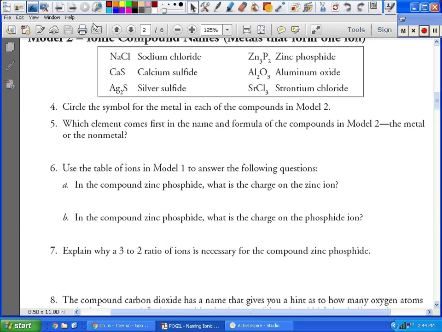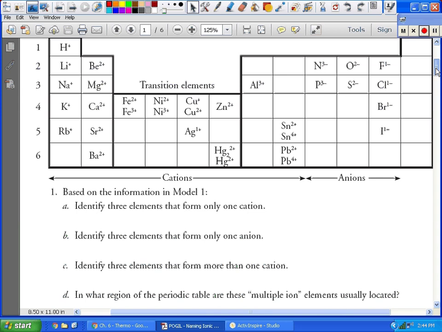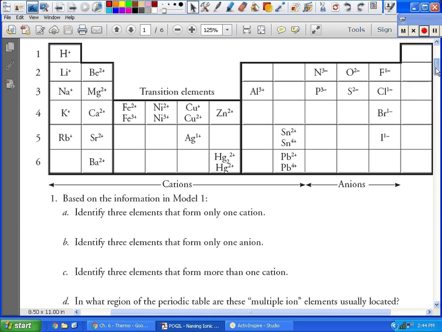Use the table of ions in Model 1 to answer the following questions. In the compound zinc phosphide, what is the charge on the zinc ion? You're probably going to have to go all the way back up to the table. So if you do that, what is the charge on zinc? 2+. Look, it is right here. If you don't know where it is, put your eyeballs on it right there. That is zinc. So go back down to that one and write zinc 2+.